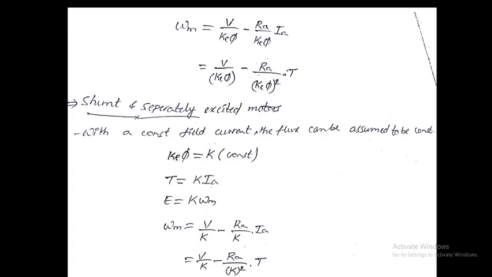If you go to shunt and separately excited DC motors, the field current is constant.